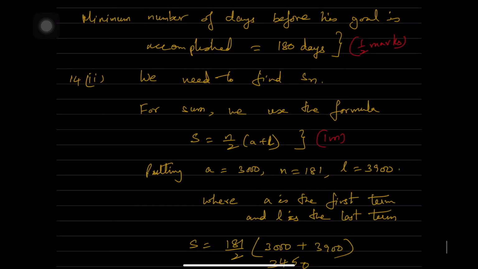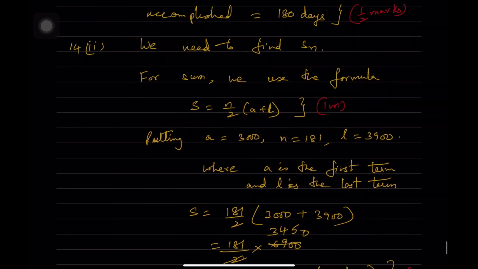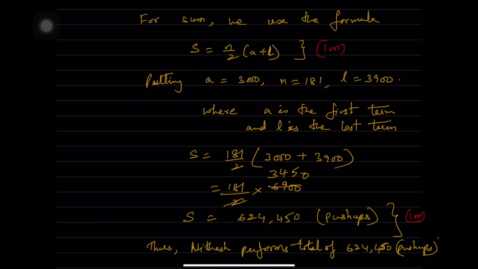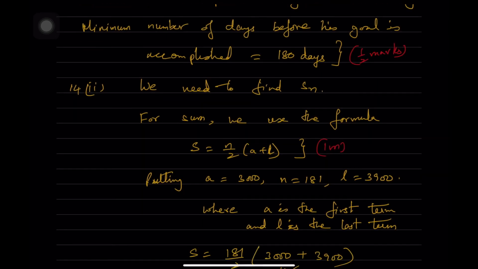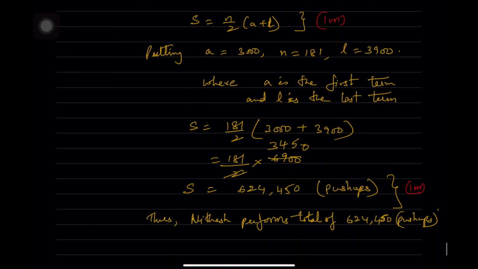Now we need to find out Sn, that is, the number of total push-ups he has done. For the sum, we use the formula S is equal to N by 2 into A plus L. We know A is equal to 3000, N is equal to 181, L is equal to 3900, where A is the first term and L is the last term. S is equal to 181 by 2 into 3000 plus 3900, which is equal to 181 by 2 into 6900. You're getting S is equal to 624,450 push-ups he's doing. So Nitesh performs a total of 624,450 push-ups.